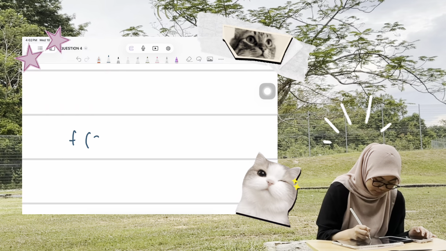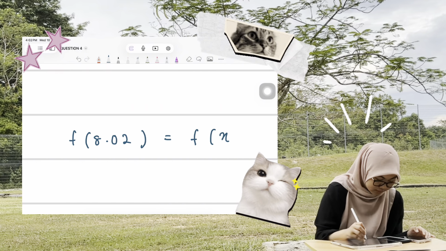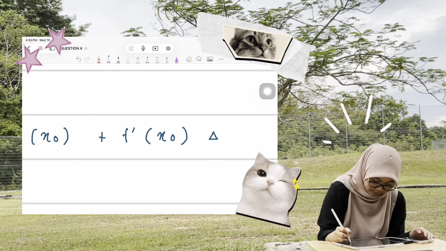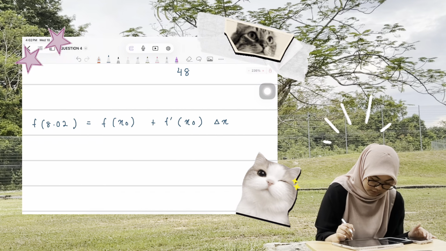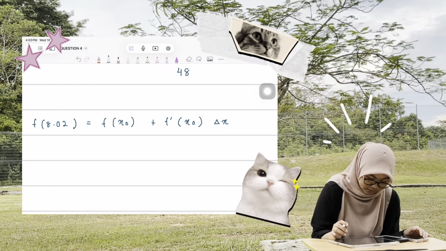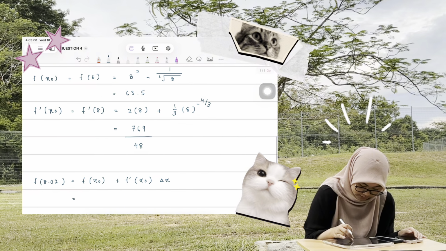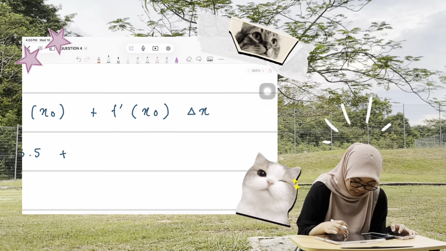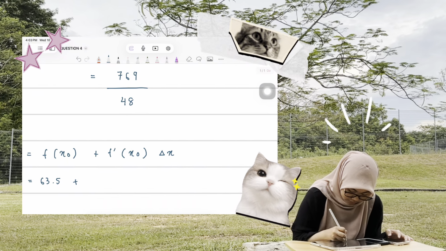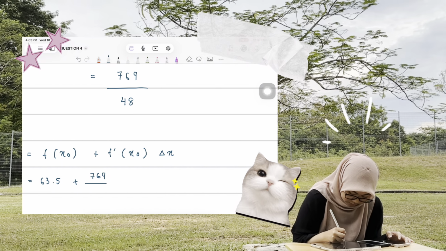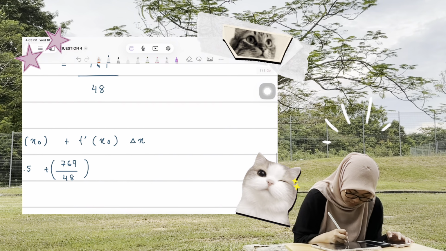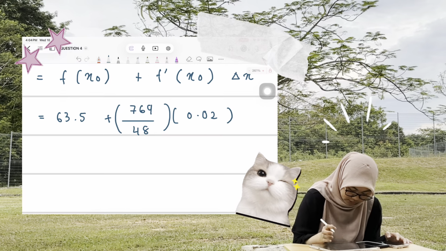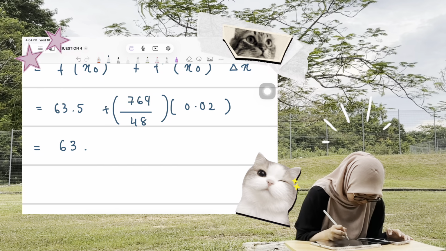Fourth step, we apply the linear approximation formula to get the final answer. The formula is f(8.02) equal to f(x naught) plus f prime of x naught times the change in x. So we transfer everything we calculated above into this formula. For f(x naught) we get 63.5, plus f prime of x naught which is 7069 over 48, and then times the change in x, which is 0.02. And then we use a calculator and we get 63.820.